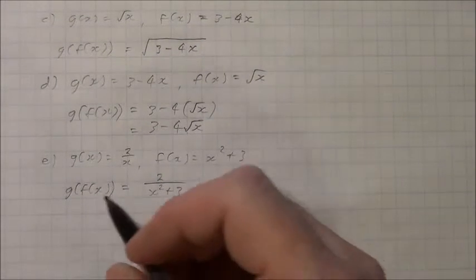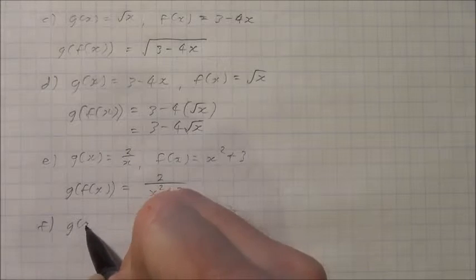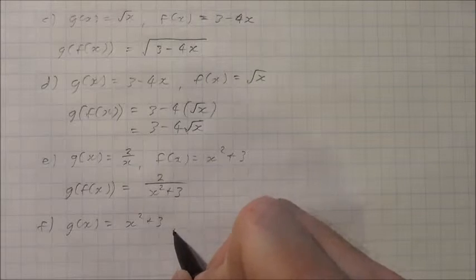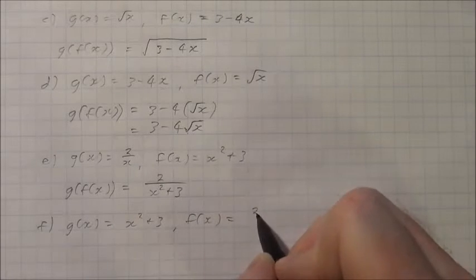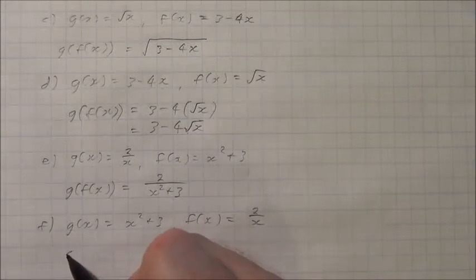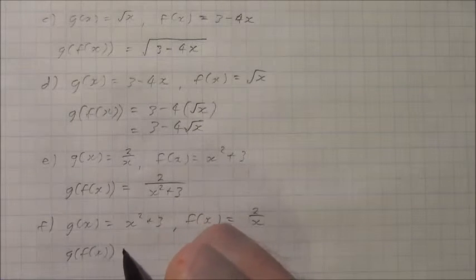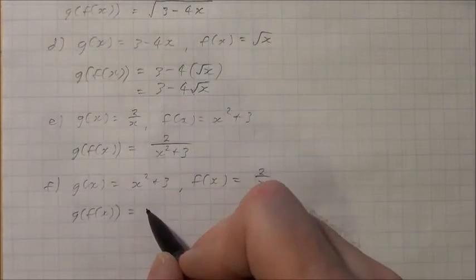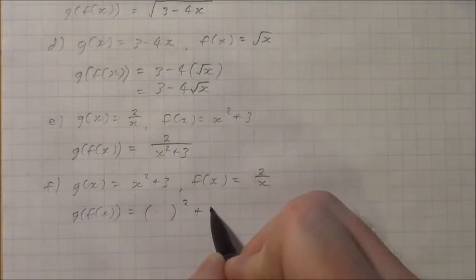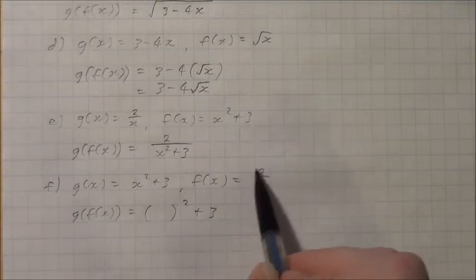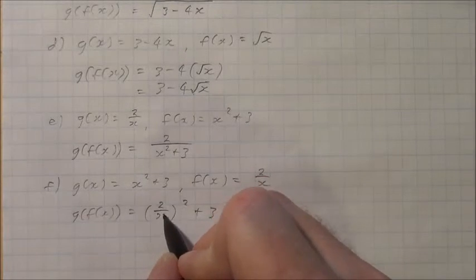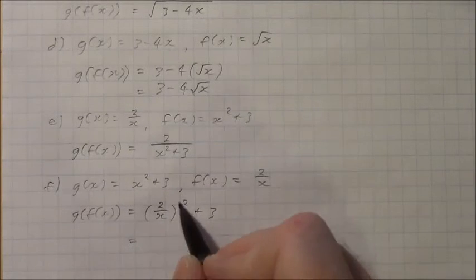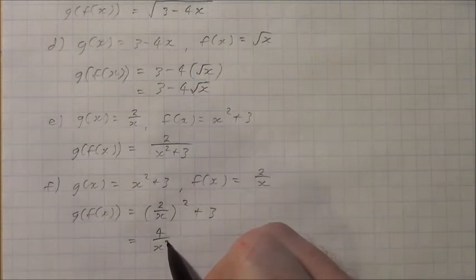And then for part F, again a little role reversal, g of x equals x squared plus 3, and f of x equals 2 over x. Again, f of x gets substituted into the x for g of x, so we've got that part of g of x, and then f of x gets substituted in here, so 2 over x all squared plus 3, so we can simplify that a little bit to get 4 over x squared plus 3.